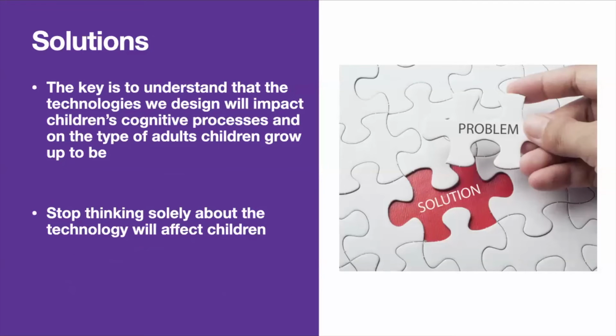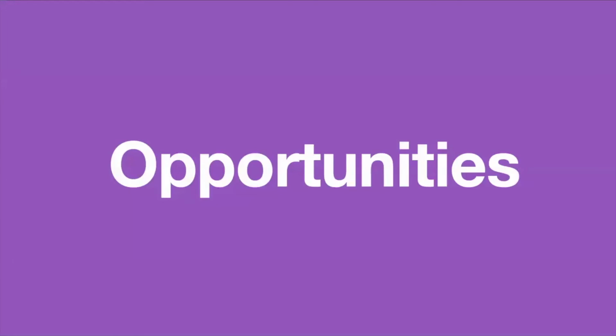So what's the solution? The key is understanding that the technologies we design will impact children's cognitive process and the type of audience children grow up to be. And so we need to stop thinking solely about how technology will affect the children, but about the role it will play together with all the other technologies in children's ecology. Then let's turn to the opportunities.